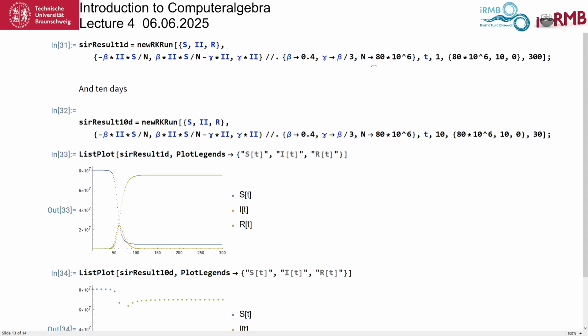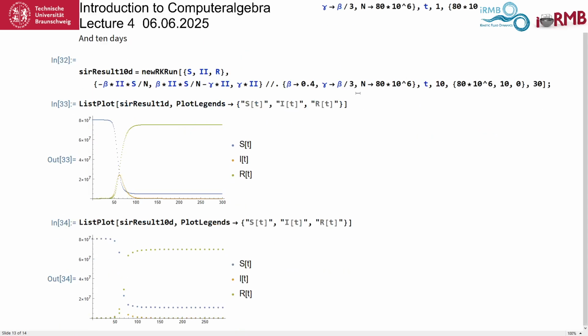I set some parameters. So this is the number of people in, say, Germany. I'm a little bit self-centered here. And t is the variable, and the length of the time step is 1. And then I go. So I set the number of susceptible people to 80 million, and I take the infected to 10. And then I do everything for 300 days.